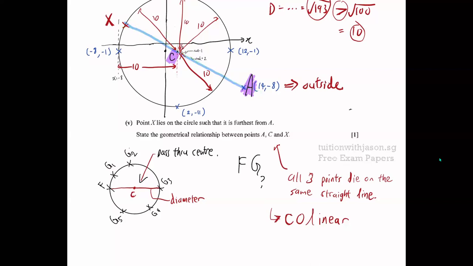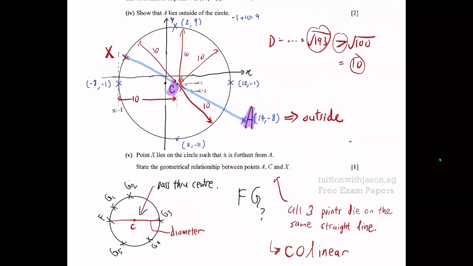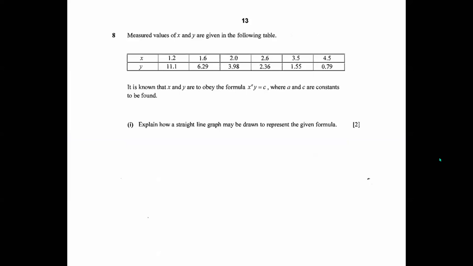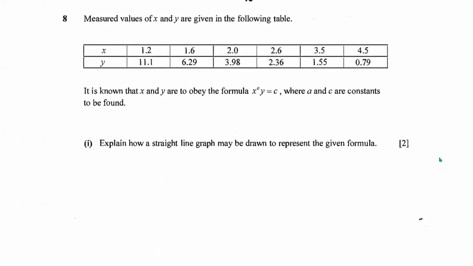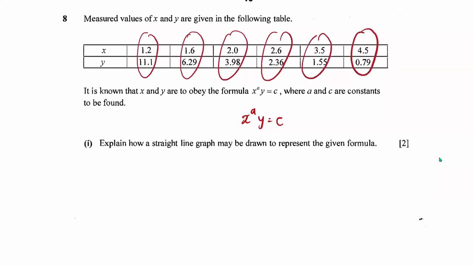Okay, that's all. Any questions about this? Okay, very good. Next, this one. You have x power a times y equals c, and then you have points x comma y, next one, next one. Explain how a straight line graph may be drawn to represent the given formula. What happens when you have a multiplication over here?